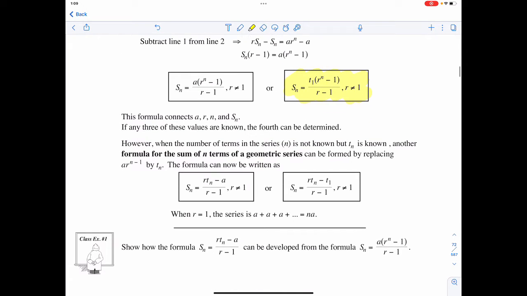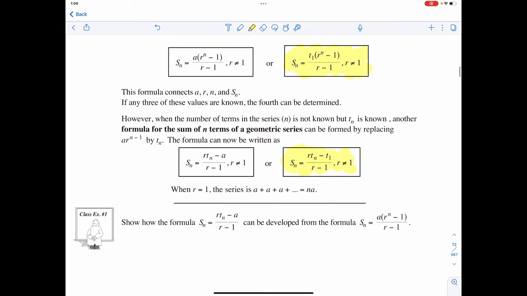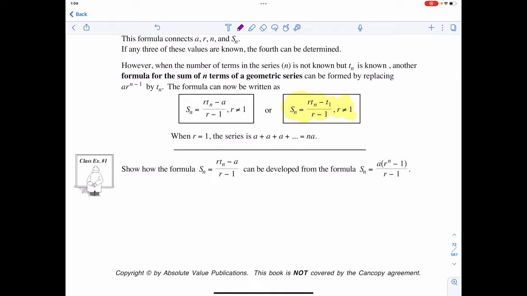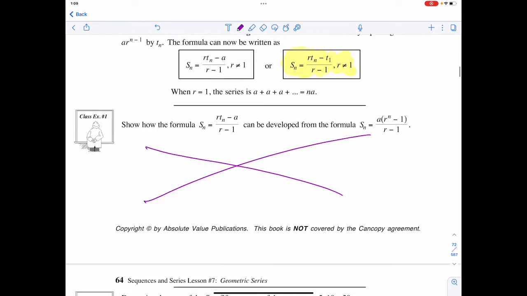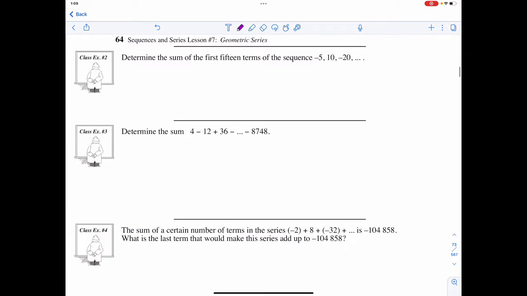Or if I know the value of the last term, I can say that the sum of the terms is equal to the common ratio times the last term minus the value of the first term, divided by the common ratio minus 1. For example 1, it says show how to develop the formula. You don't need to know how to develop the formula. Both those formulas in both their forms are in your formula sheet. Just need to know how to use them. You don't need to know how to create them.